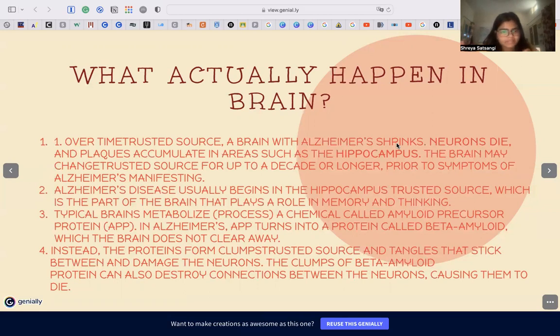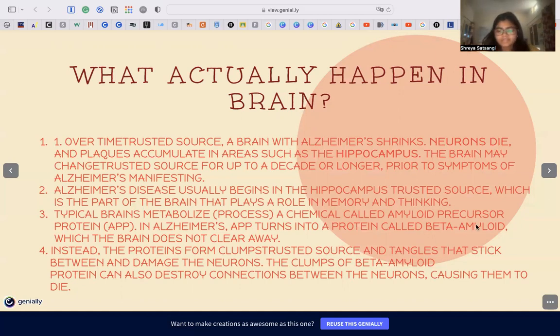And we can say that Alzheimer's disease usually begins in the hippocampus structure, which is a part of the brain that plays a role in memory and thinking, as we know. Typical brain metabolism involves a chemical called amyloid APP. We will read about this later on soon.